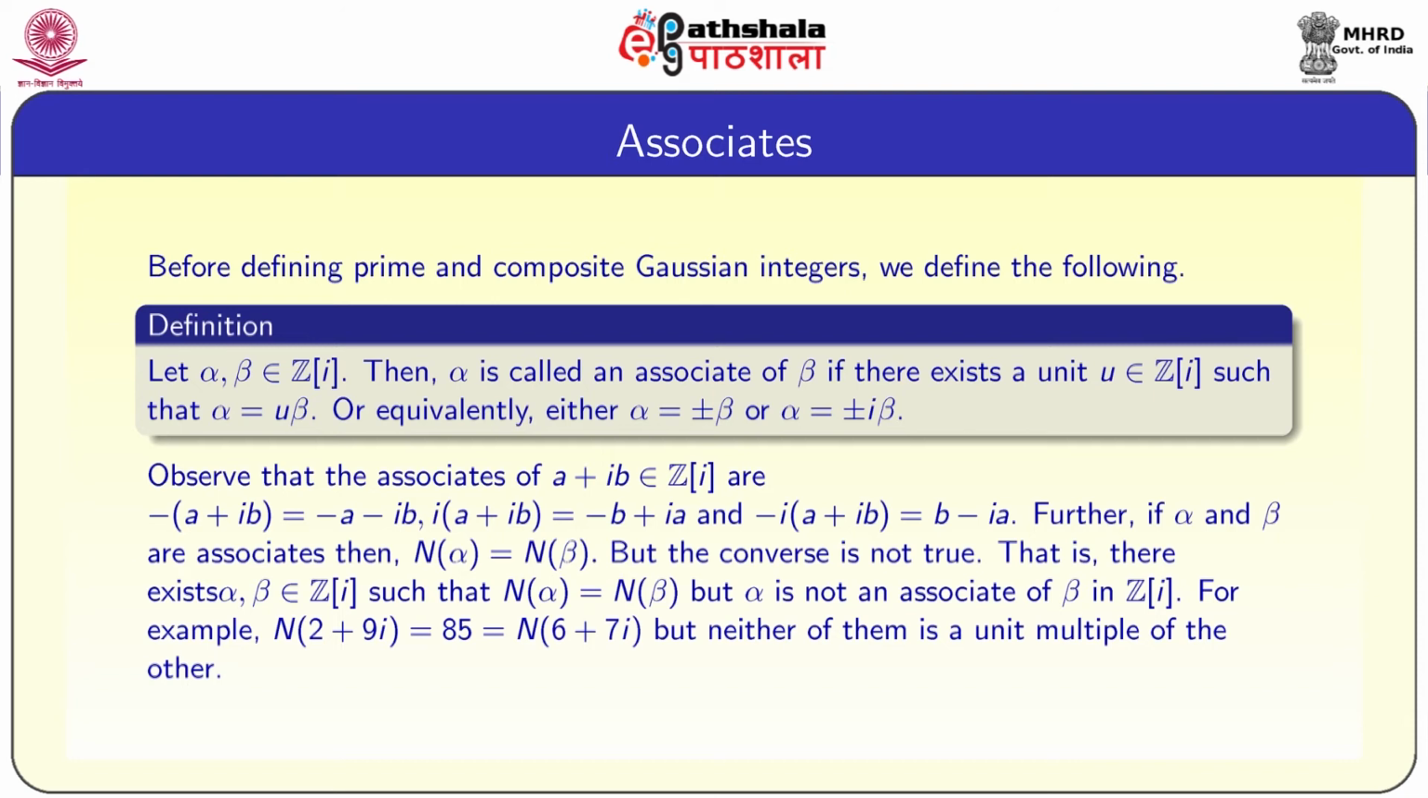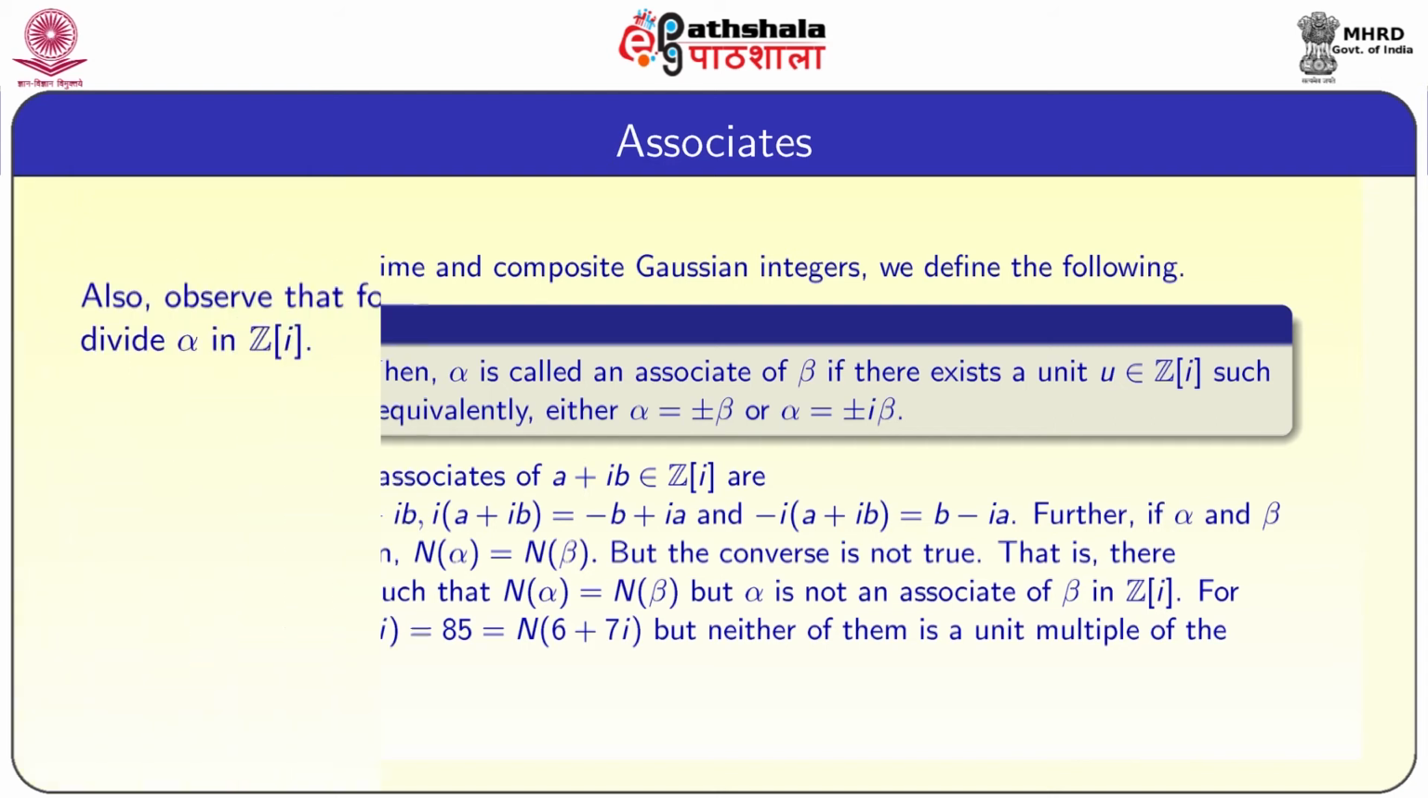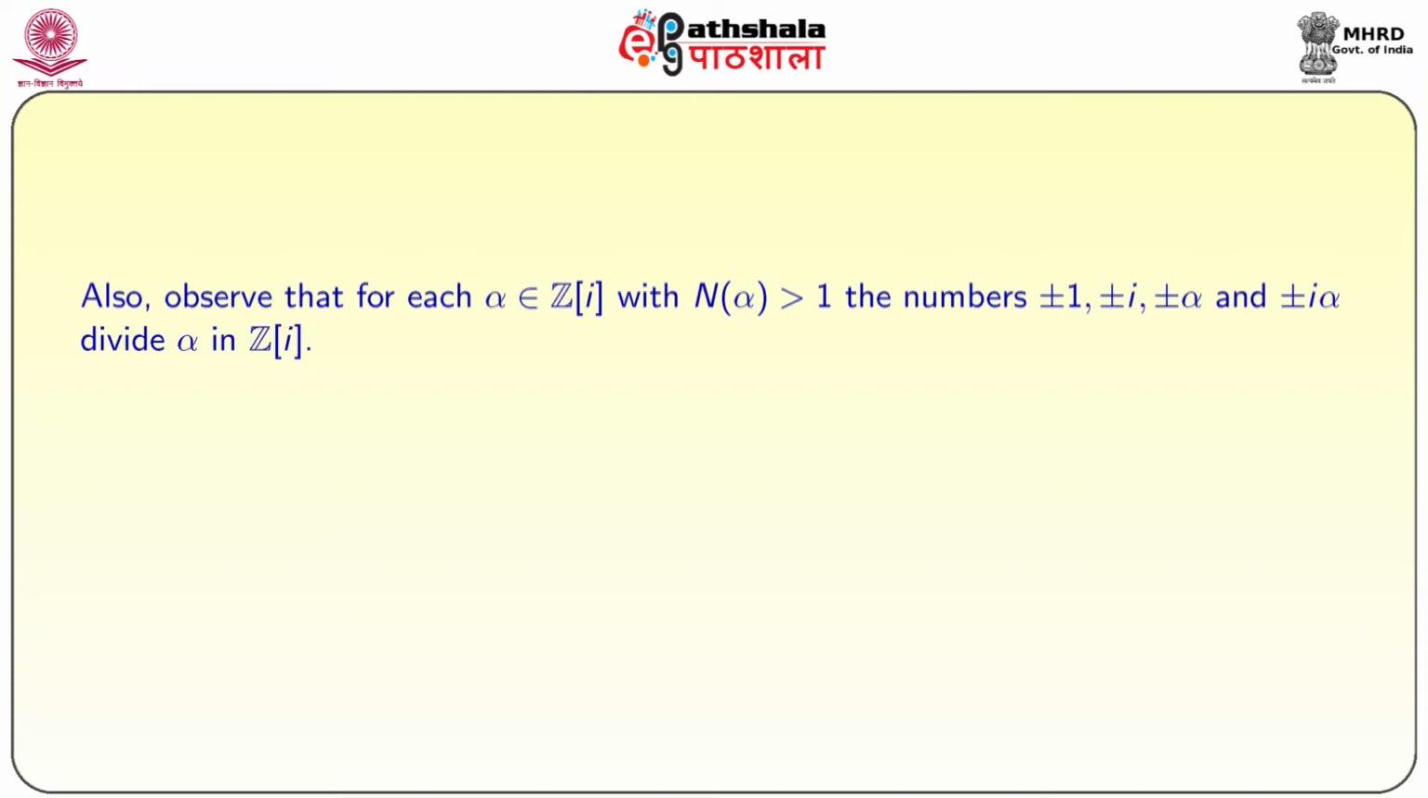One can check that easily, that is, there exist alpha and beta in Z[i] such that the norm of alpha equal to the norm of beta, but alpha is not an associate of beta. For example, the norm of 2 plus 9i is equal to 85, that is also equal to the norm of 6 plus 7i, but neither of them is a unit multiple of the other. So, though norms are equal, they are not associates. Also observe that for each alpha belonging to Z[i] with norm of alpha greater than 1, the numbers plus or minus 1, plus or minus i, plus or minus alpha and plus or minus i alpha divide alpha in Z[i].